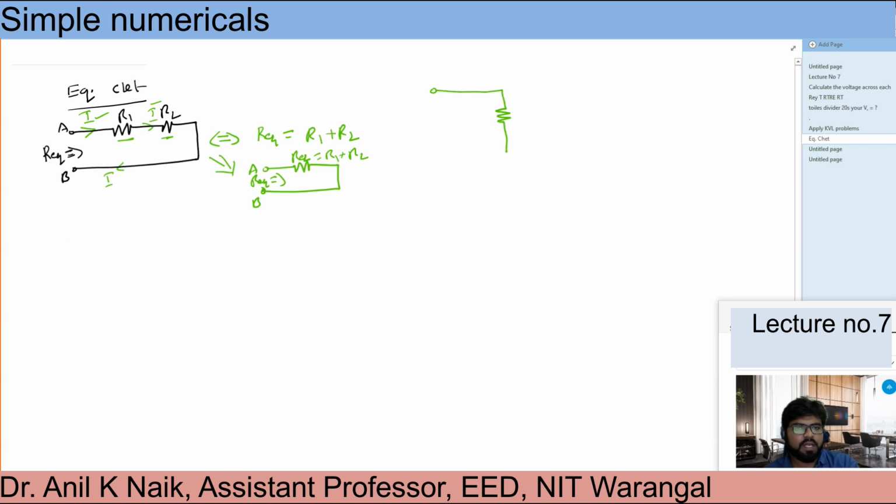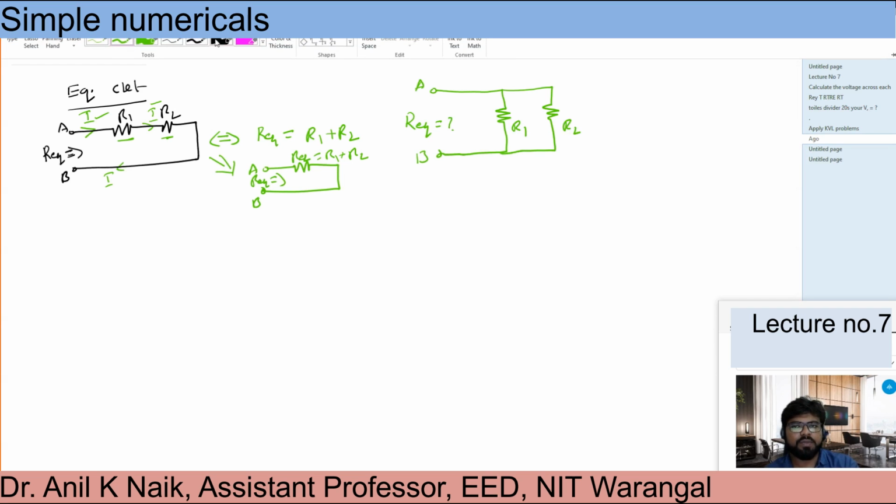Suppose the two elements are connected in parallel like this, and the AB terminal is there. Now I want to find what the R equivalent is here. This is R1, this is R2. Again here, you need to assign the current directions. From A point, I start the current. This is my current I going like this, but when it comes to this point, my current is divided here into I1 and I2.